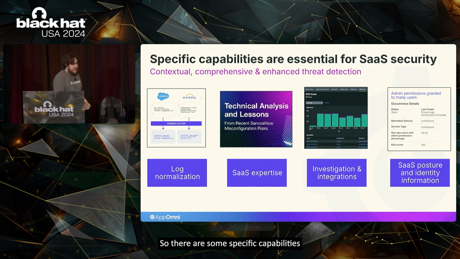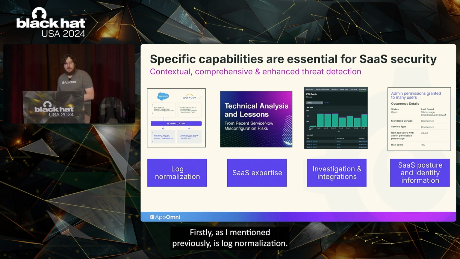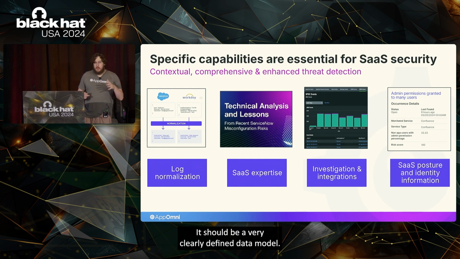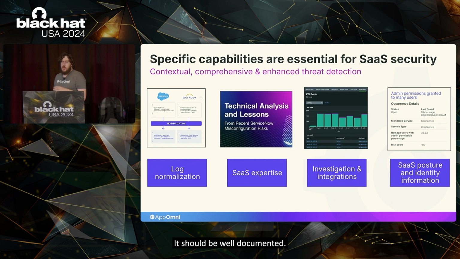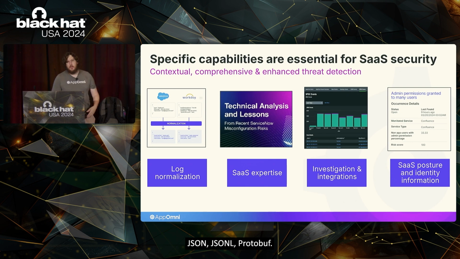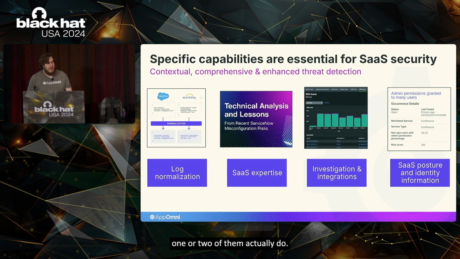So there are some specific capabilities that can help address these challenges. Firstly, as I mentioned previously, is log normalization. Taking those disparate log sources and normalizing them into a data model. It should be a very clearly defined data model. It should be well documented. It should be strongly typed. It should be transpilable to various different formats, JSON, JSON-L, protobuf if you're an organization that really likes protobufs. One or two of them actually do.